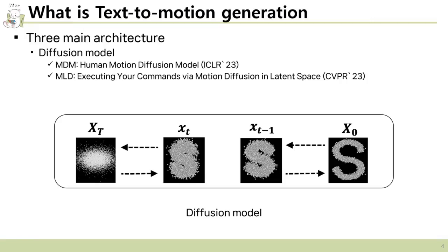The diffusion model process can be likened to sculpting a figure from a block of marble. You start with a rough shape and gradually refine it until you reach the final detailed result. This method has been shown to produce high-quality, smooth animations that closely align with text descriptions.